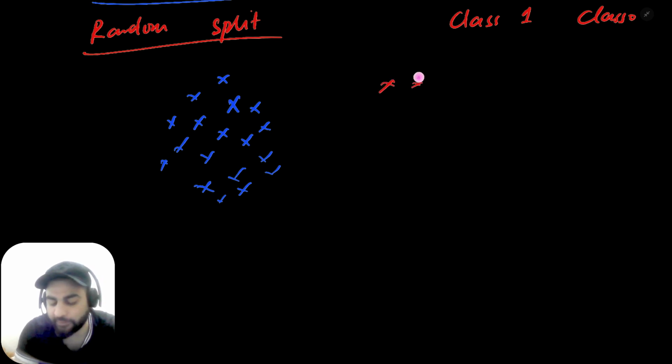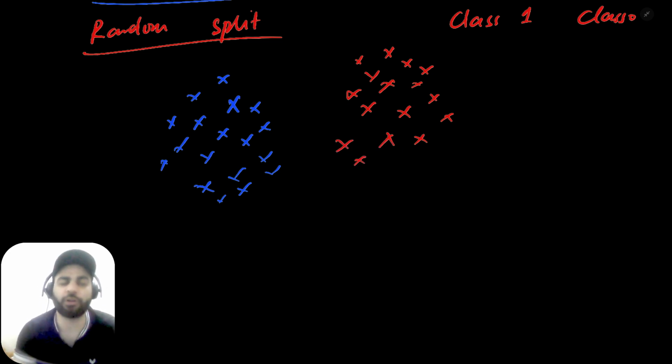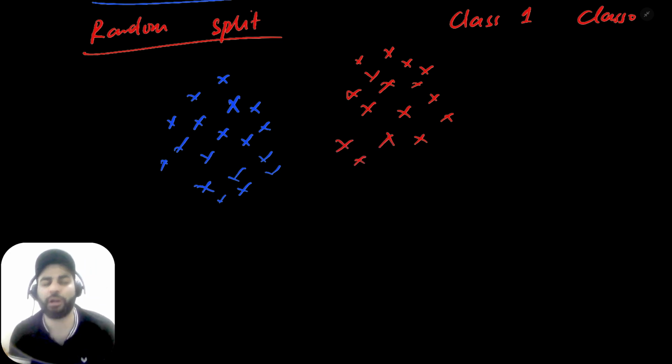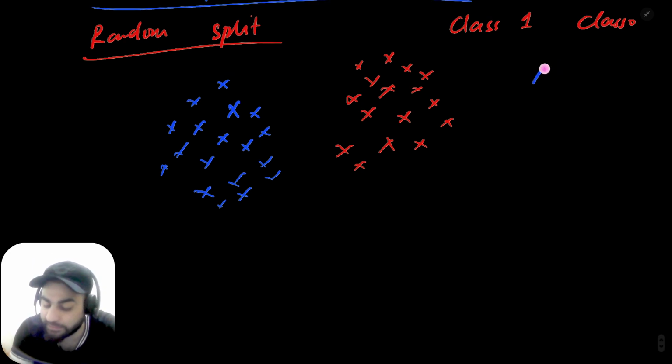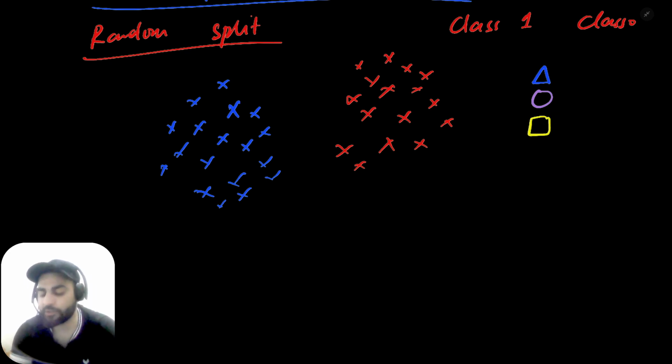Or we have another class like this. Now we want to say which point will go into train, which point will go into cross validation, and which point will go into test. Let's suppose this represents training, this represents cross validation, and this represents testing. Okay, so how will the distribution work?